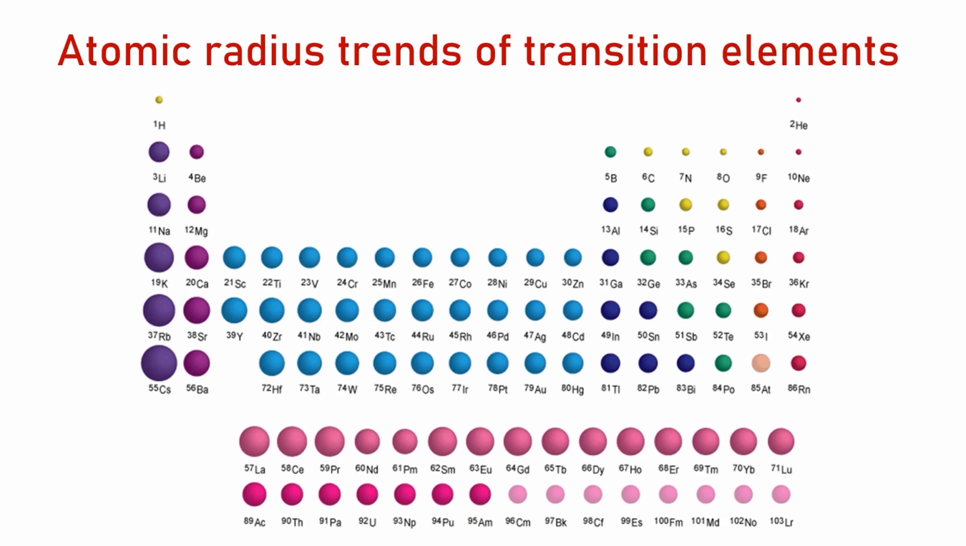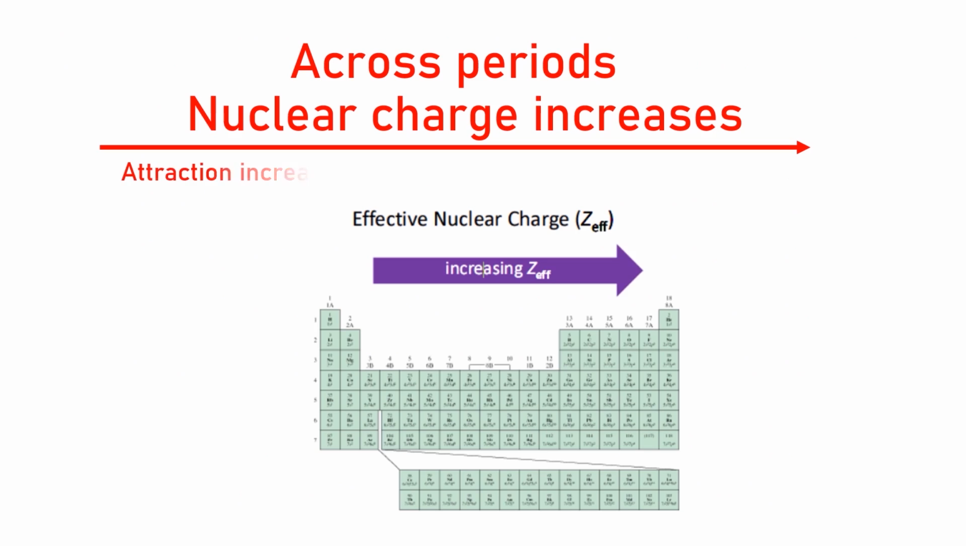First, let's look at the atomic radius of transition metals. Generally, the atomic radius decreases gradually from left to right due to the added nuclear charge. Remember, from left to right, there are added nuclear charges that cause a decrease in the atomic radius due to the attraction between the nuclear charge and the negative electrons.